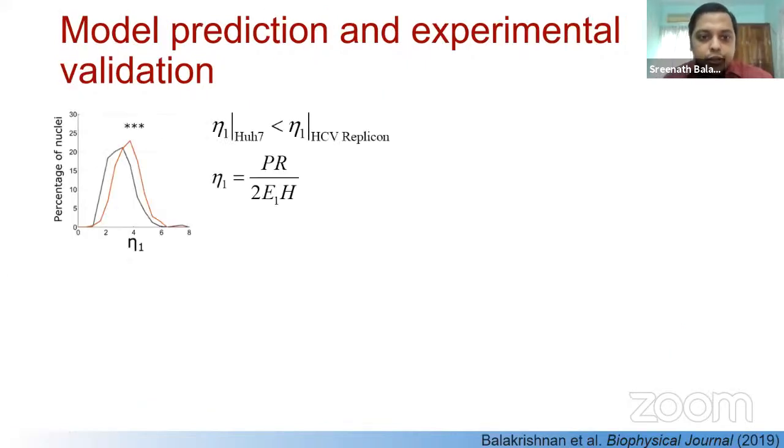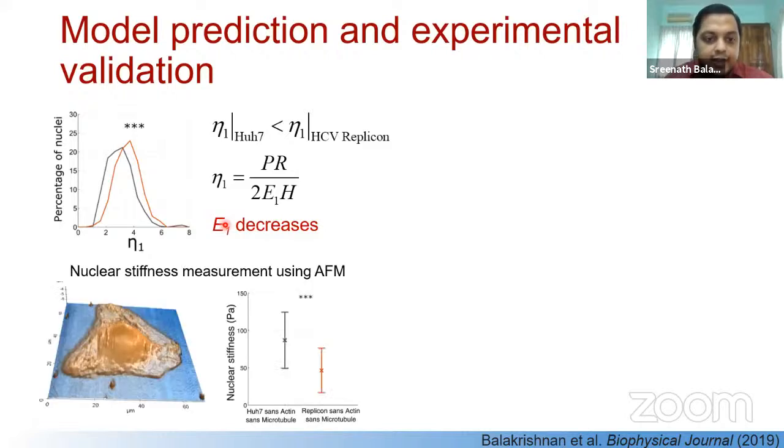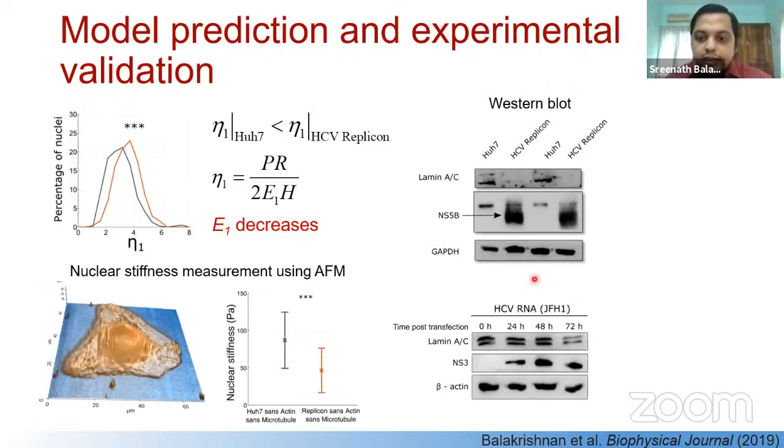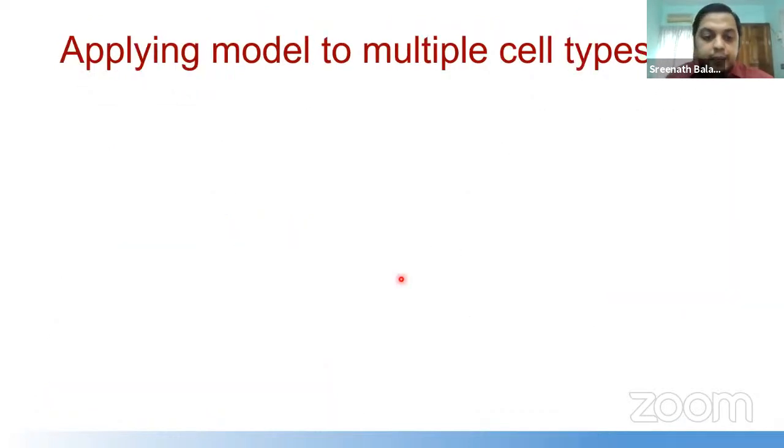And we made a prediction by looking at how these non-dimensional parameters changed. The non-dimensional parameter was lower for our normal cells compared to our HCV cells. And because of that, we predicted that the elastic modulus might have decreased. And that we verified using experimental studies, that this lamin protein is actually downregulated, as well as the nucleus stiffness is actually lower.